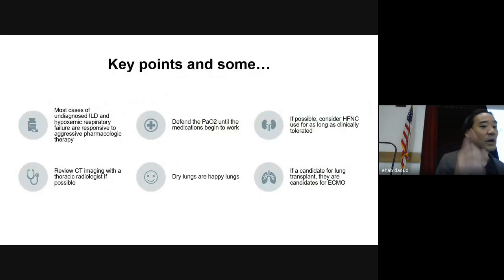So just in summary, the key points. I'll leave the rest of the presentation open for any questions. But most cases of undiagnosed interstitial lung disease and hypoxemic respiratory failure are responsive to aggressive pharmacologic therapy. Well, I'm not sure about that. But aggressive up front is, I think, the main take-home point. Defend the PaO2 until medications begin to work. So it does take some time.